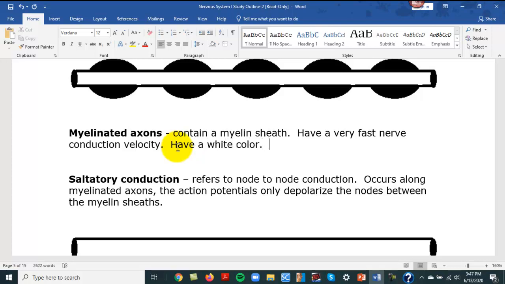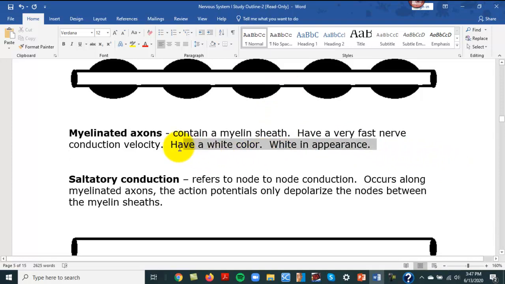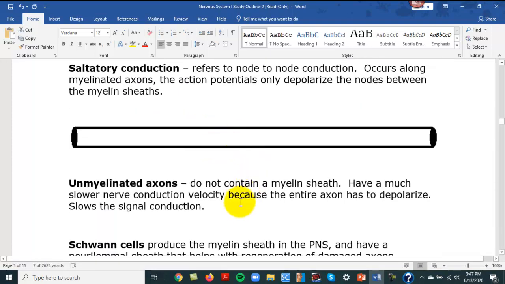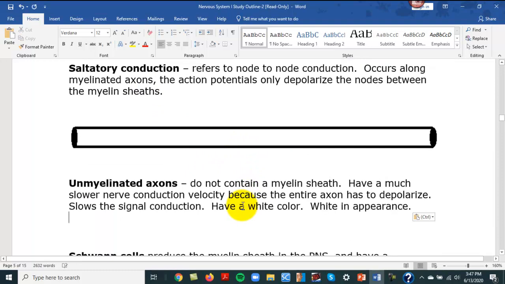Just leave it simple. How about that? Have a white color. White in appearance. I'm going to make this quick because I'm just going to change a word. If you'll bear with me here. This is something I would have gone over in class.